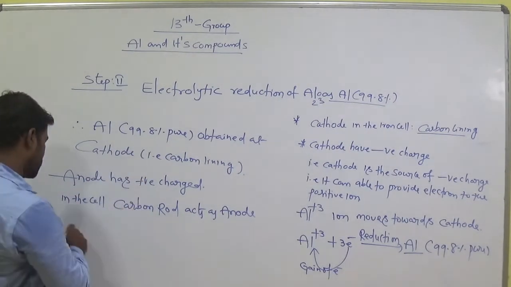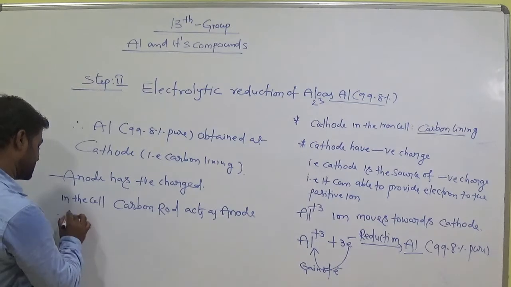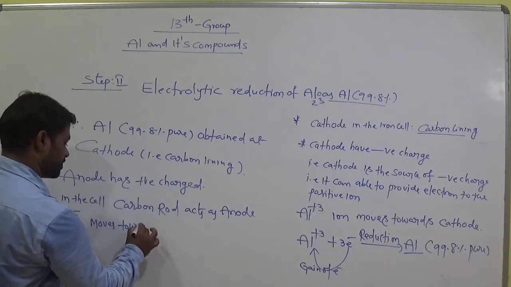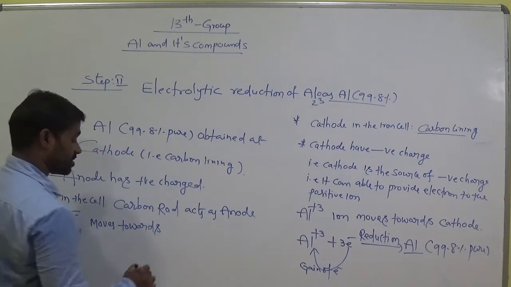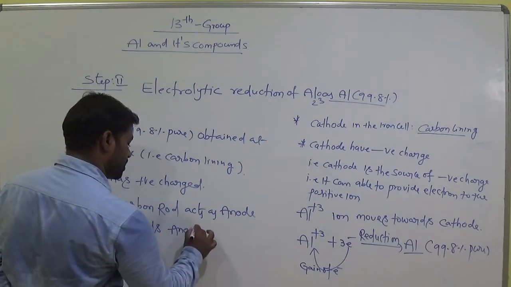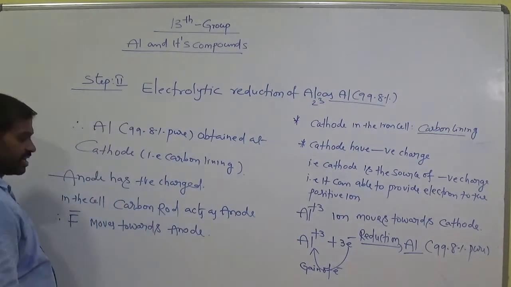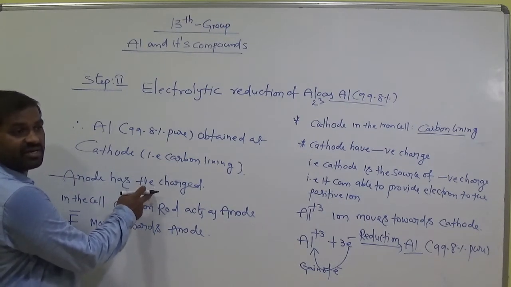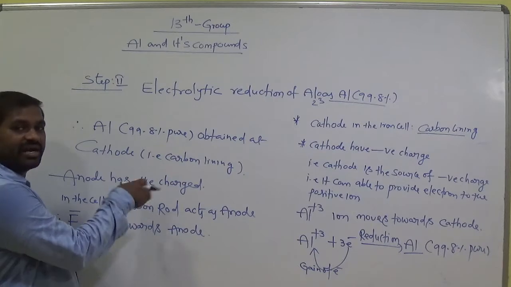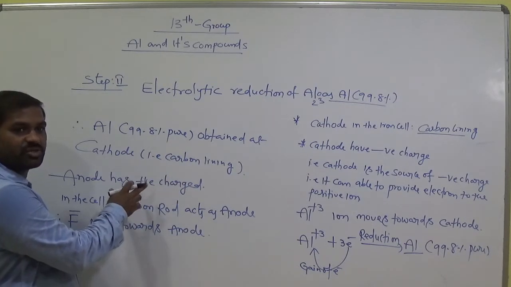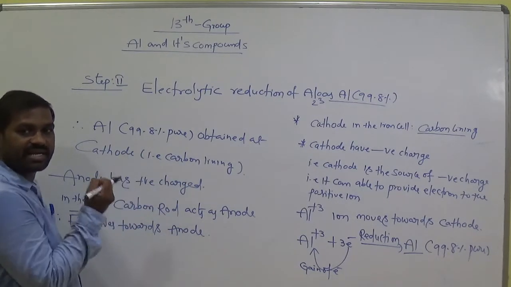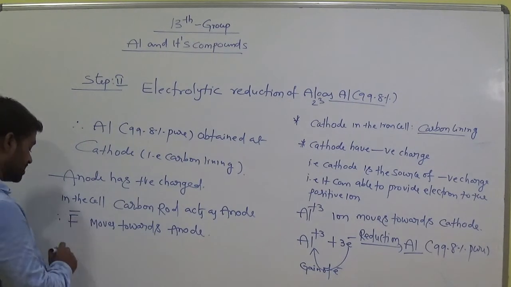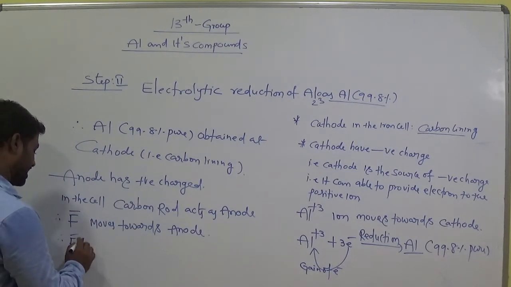So F minus moves towards the anode. The anode has positive charge, which means the anode needs electrons. There is no electron at the anode. Why? Because it is positive. Positive means it has already lost electrons. So no electron at the anode, it shows positive. So this positive center needs electrons. Fluorine has electrons. F minus means it has one electron.